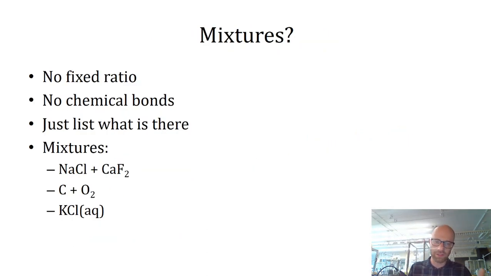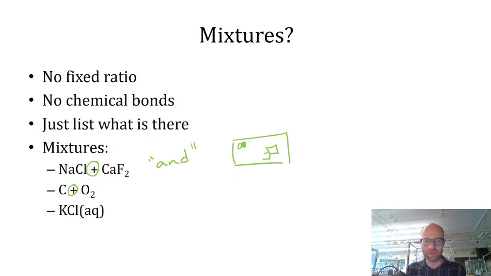One final thing to mention is that for mixtures, since there is no fixed ratio and no chemical bonds, you do list all of the different compounds and elements that are there. So what we're going to do is put a plus in between to say this and this. This plus means and. Sodium chloride and calcium fluoride. So in a container, you would maybe see 2 different kinds of particles, and I guess I should represent the particles slightly differently to make sure we're delineating sodium, chlorine, calcium, and fluorine separately, but that is kind of what it would look like in the particle diagram.